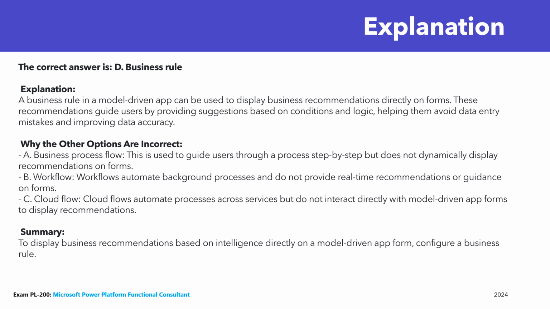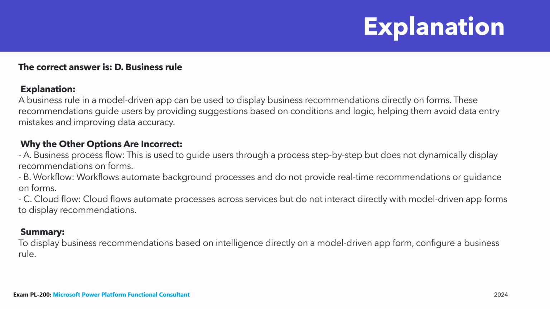The correct answer is D. Business rule. Explanation: a business rule in a model-driven app can be used to display business recommendations directly on forms. These recommendations guide users by providing suggestions based on conditions and logic, helping them avoid data entry mistakes and improving data accuracy.